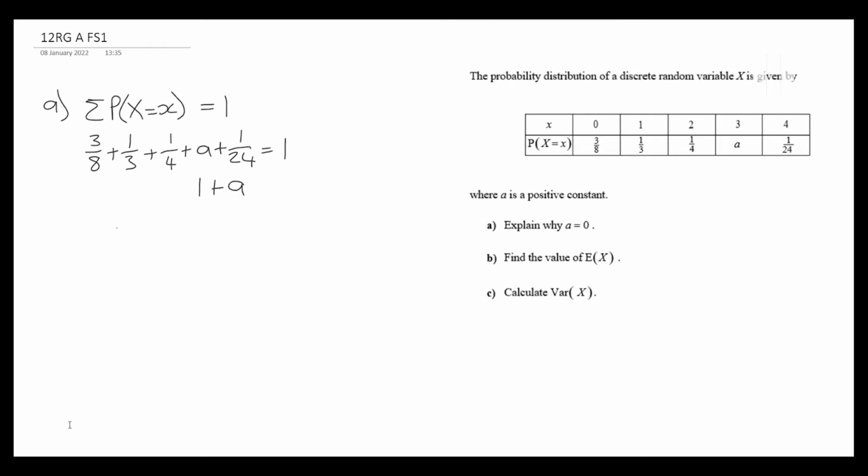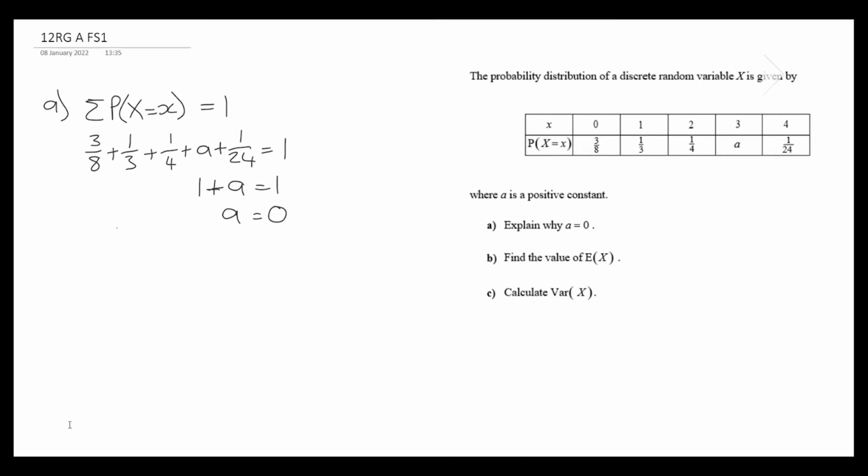So just looking at all of these fractions on the left hand side, adding those together in the calculator, we get an answer of 1. So the left hand side becomes 1 plus a equals 1, which means that a must be 0. We already had a total of 1 before including the a, so the a must be 0.